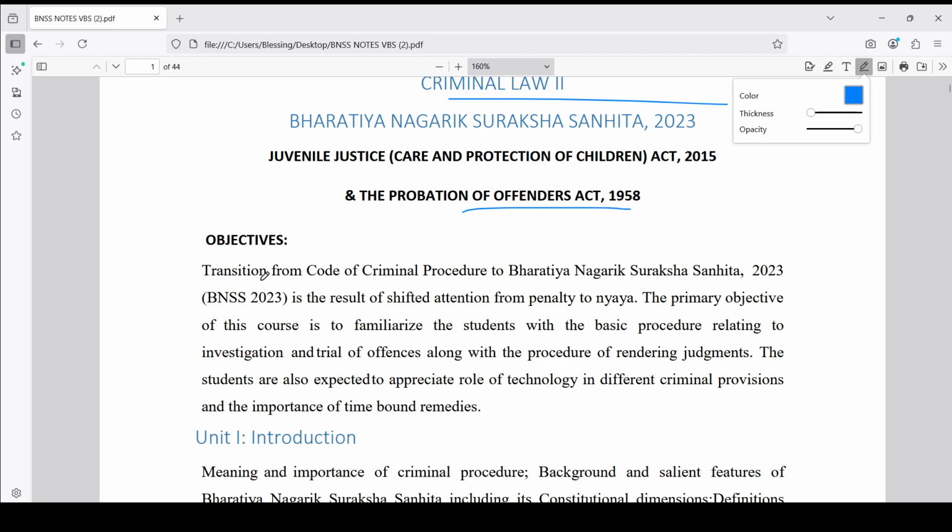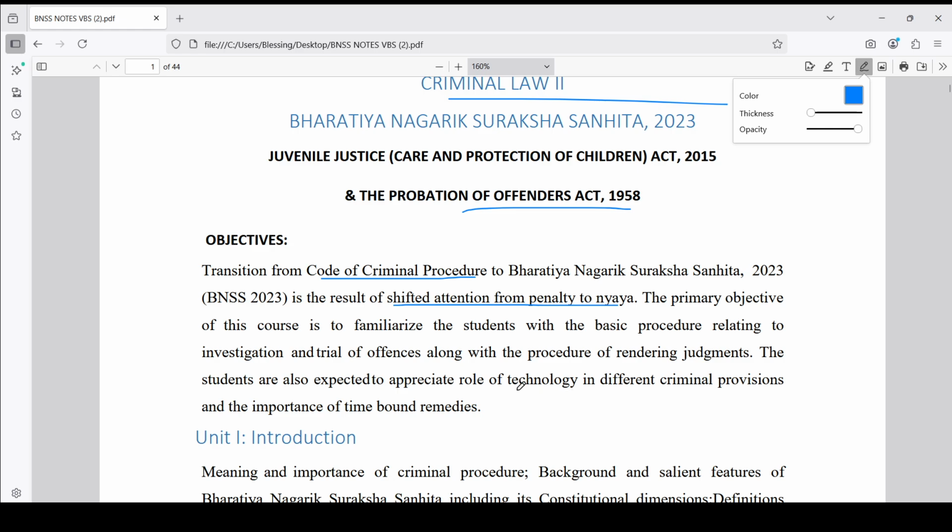Here is a brief understanding of why BNSS came. Before, it was called the Criminal Procedure Code, or Code of Criminal Procedure; now it is Bharatiya Nagarik Suraksha Sanhita 2023. There are not many differences, but a few sections have been added and some have been removed. It's just a shift in attention from penalty to nyaya.